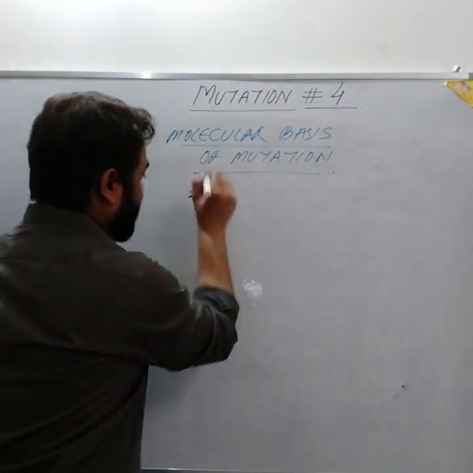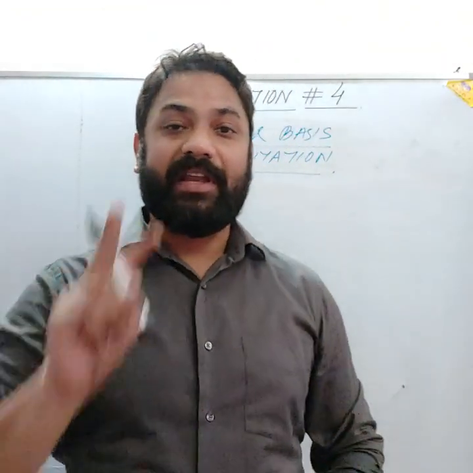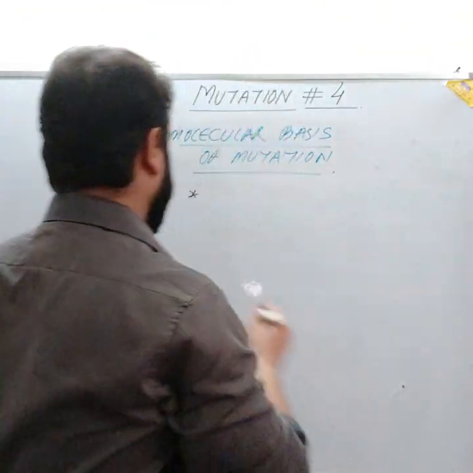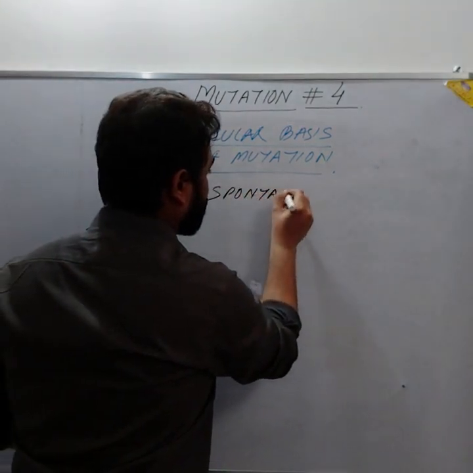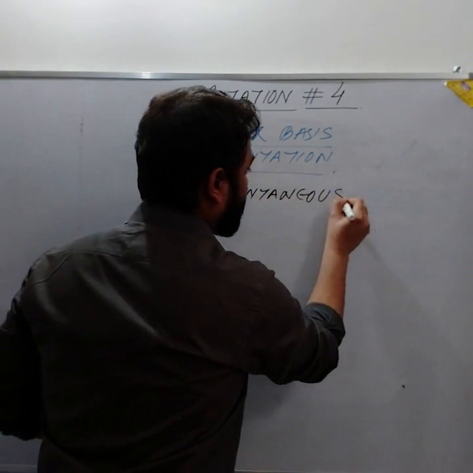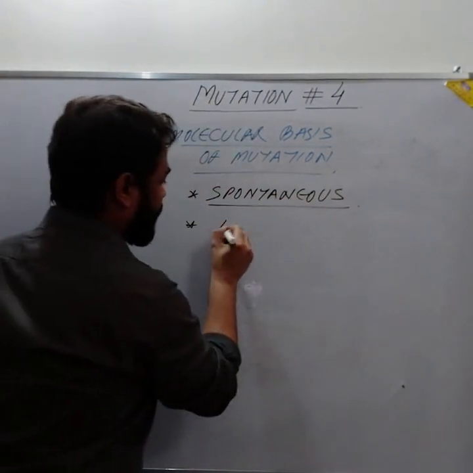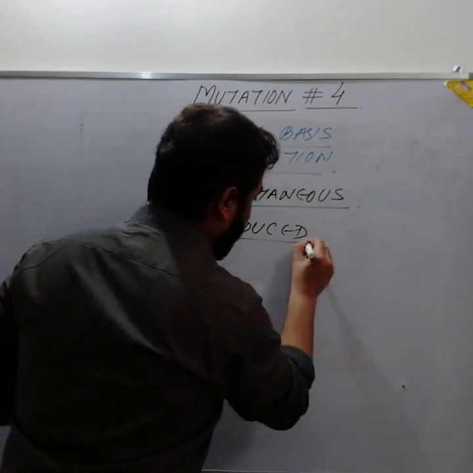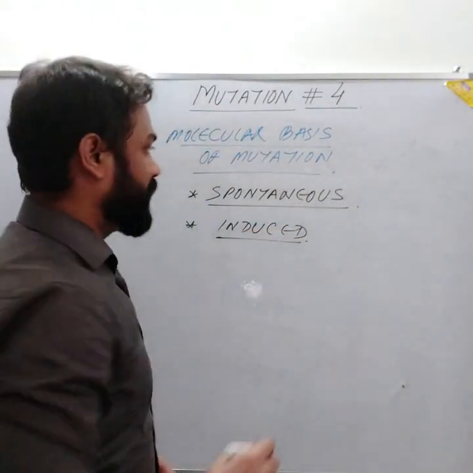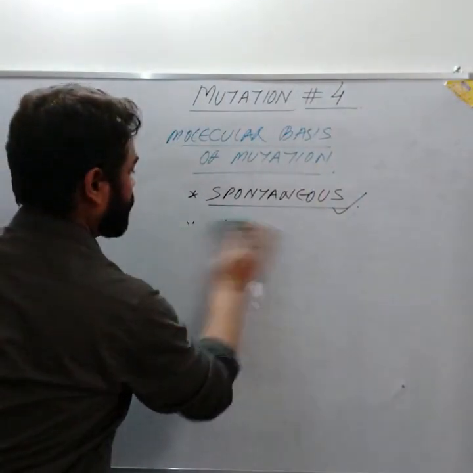In a broad classification, we can have two kinds of mutation. The first one is spontaneous, and the next one is induced mutation. The first one, spontaneous, we will take up first.